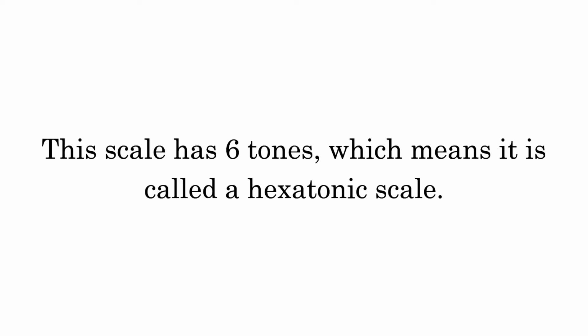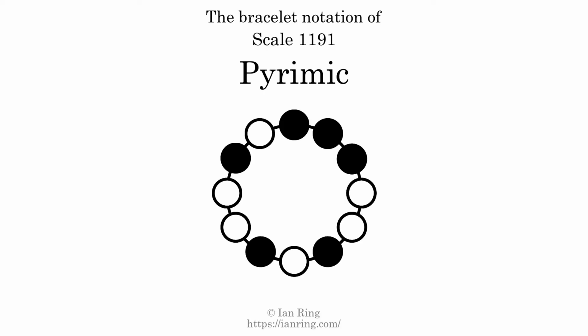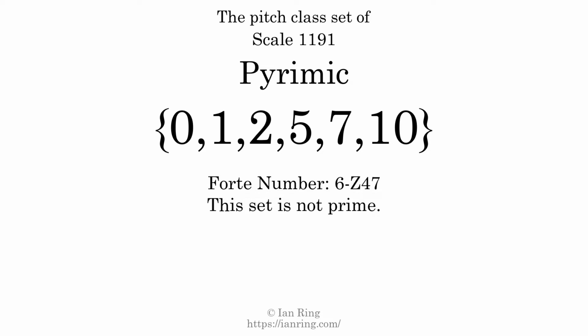This scale has 6 tones, which means it is called a hexatonic scale. This is a bracelet notation diagram of scale 1191. The shaded circles represent tones that appear in the scale, and they are read clockwise, starting at the top. The pitch class set for this scale is 0, 1, 2, 5, 7, 10. The fault class is 6Z47. This set is not prime.